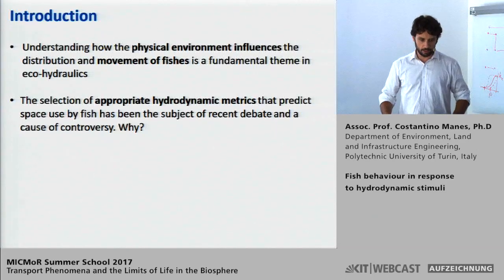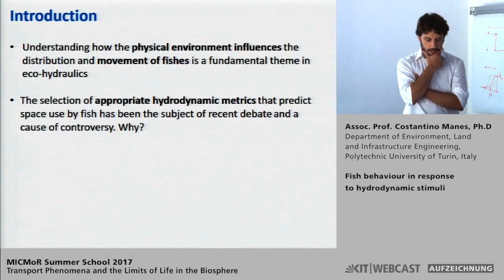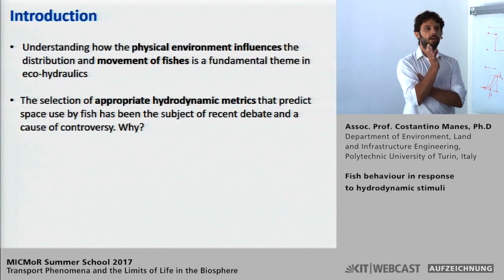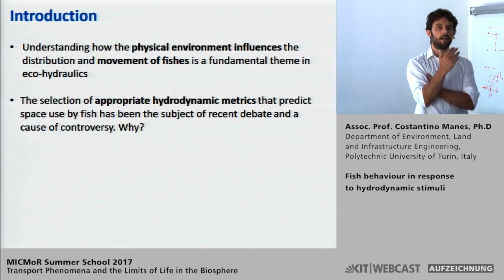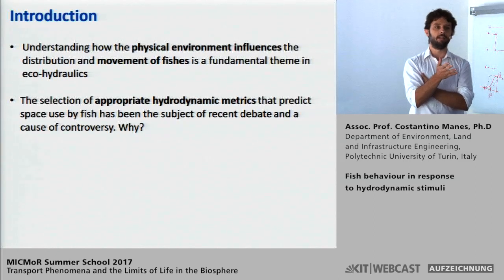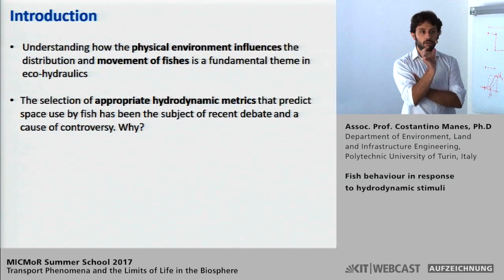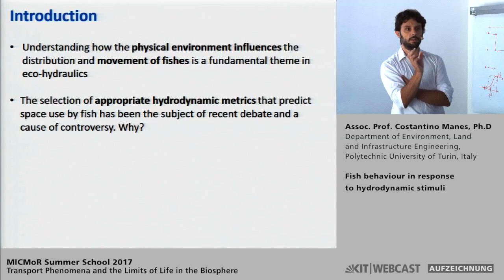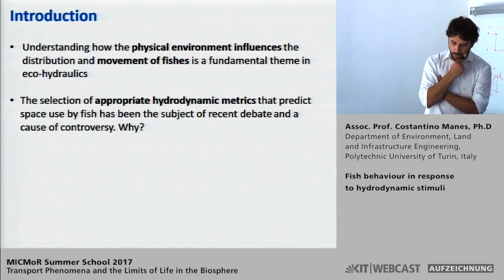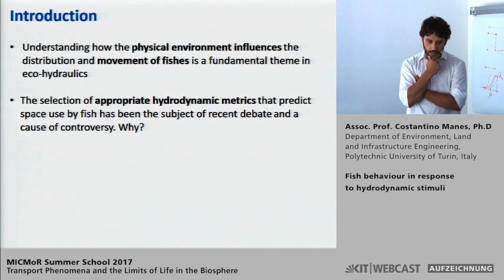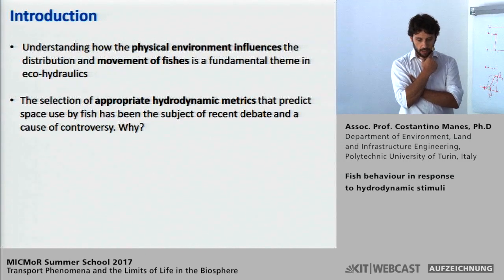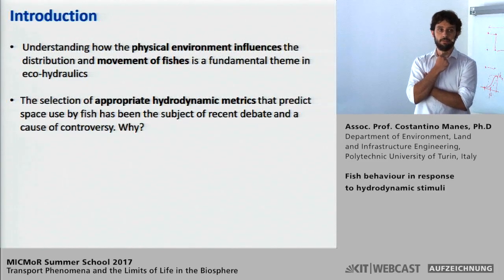What we wanted to do in this study was get a better understanding of, not so much how fish swim while migrating, but how fish, when not migrating, choose their space, their habitat, as a function of only the hydrodynamic properties of this habitat. We wanted to isolate the effect of hydrodynamics on space use. And this clearly has lots of important implications. Understanding how the physical environment influences the distribution and movement of fish is a fundamental theme in ecohydraulics.